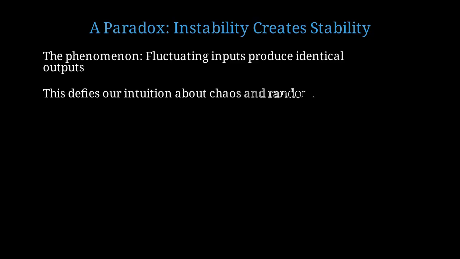This defies our basic intuition. We expect that if inputs are chaotic, outputs should be chaotic too. But nature has a surprise for us. Let me start with a familiar analogy. Think about a dripping faucet in your home.